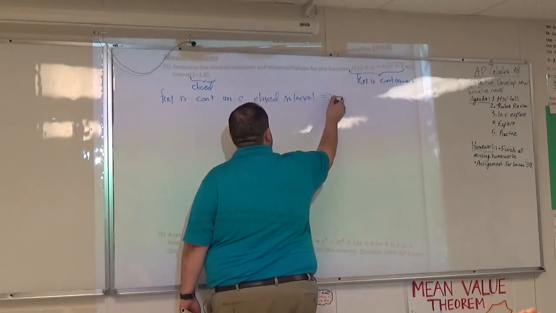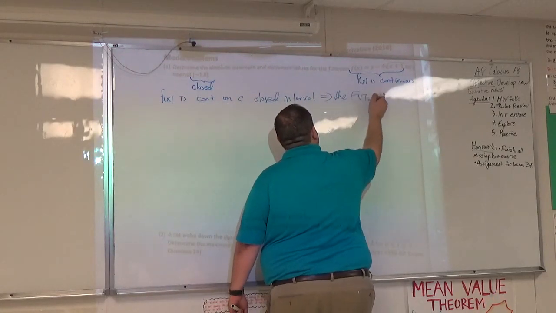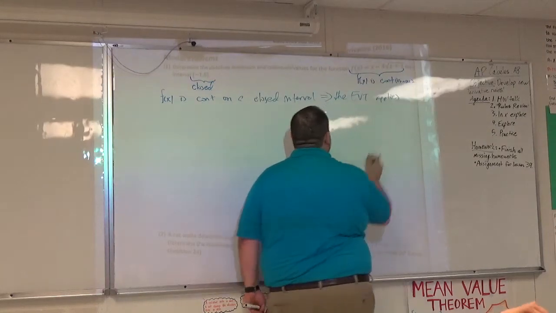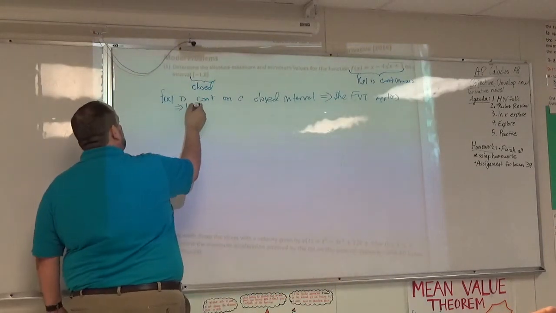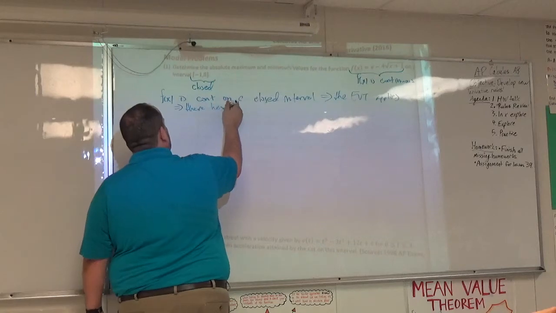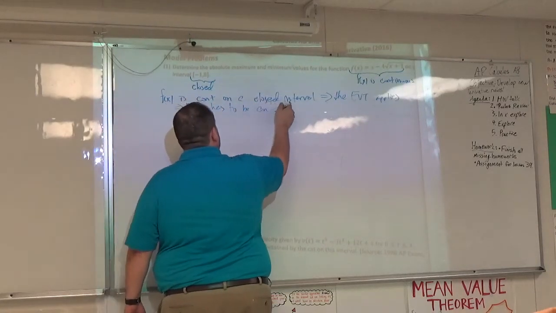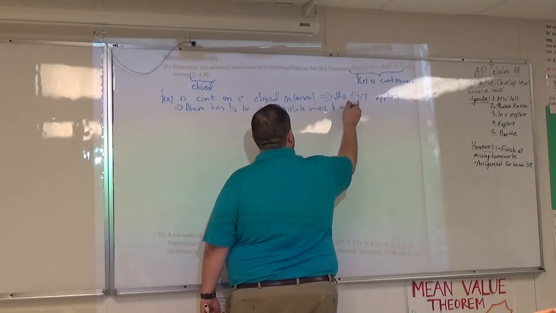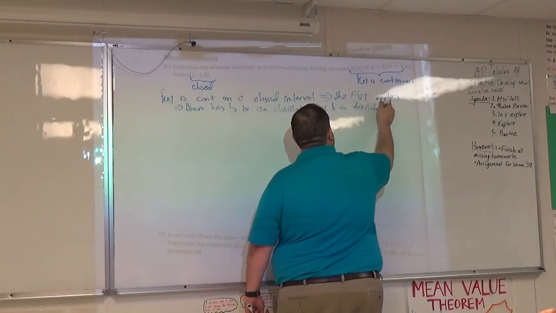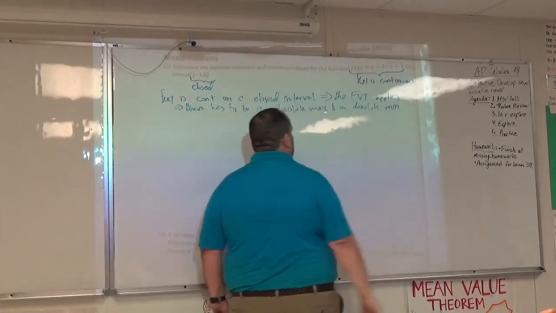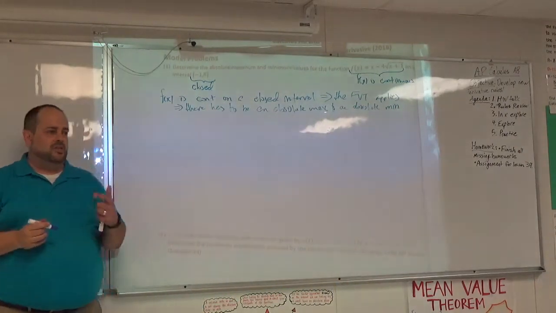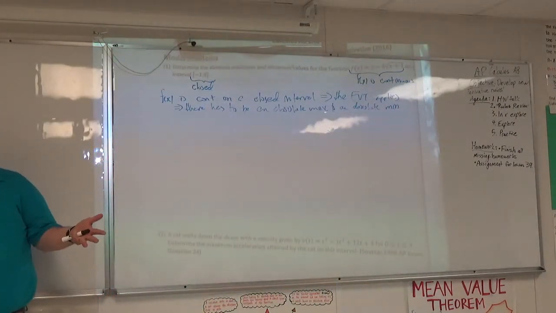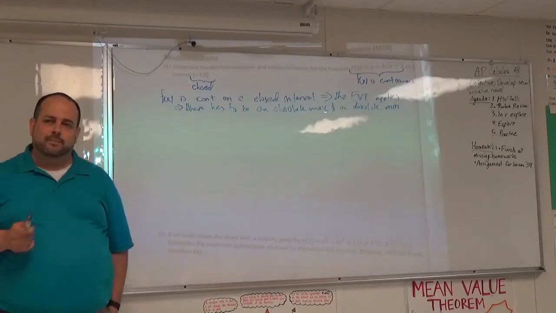What theorem am I going to use? The EVT applies, which means there has to be an absolute max and an absolute min. Not so sure what's happening with the handwriting this morning, apologies. But you've got a continuous function on a closed interval. EVT applies. There has to be an absolute max. There has to be an absolute min. Now here's the thing that can be a problem.